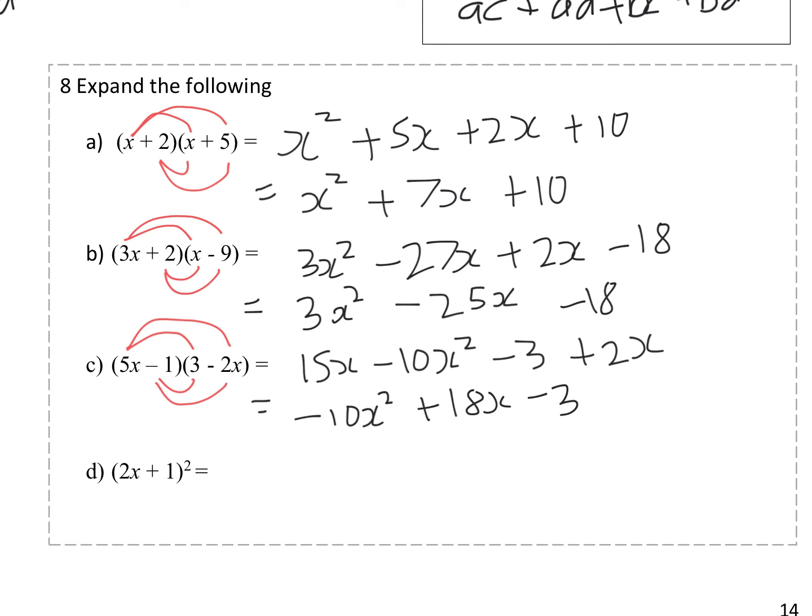The textbook and maybe some of the answers might write it the opposite way around when there's a negative x squared. So it could be written maybe instead as minus 3 plus 18x minus 10x squared. But they are the same thing.